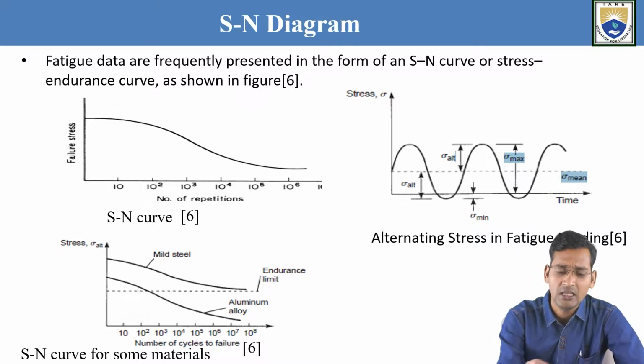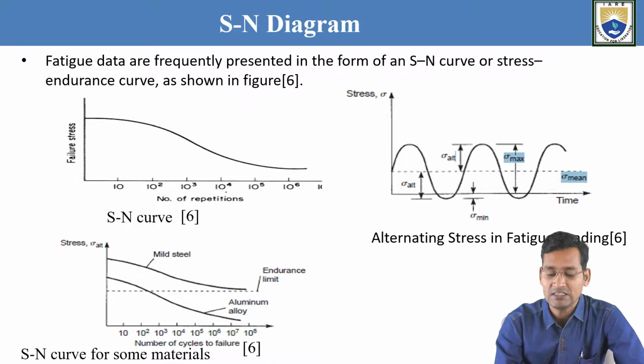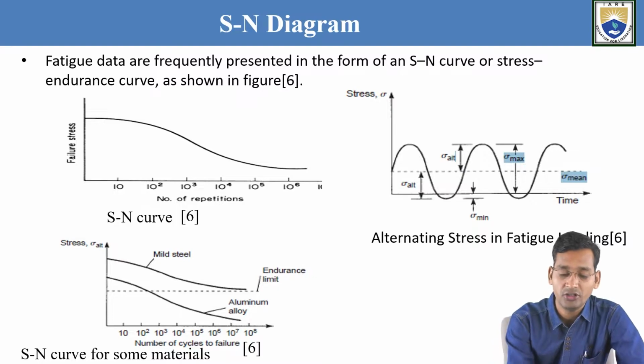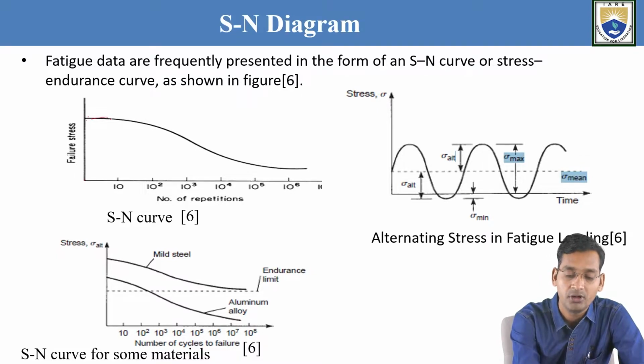Once we see this curve, this curve is for failure stress, and along the x-axis is the number of repetitions. So just see at the starting, when there is no repetition, or you can say at zero load or zero number of repetitions, this is there. Once the number of repetitions starts, just see, this starts decreasing, decreasing. So just see at 100 cycles, this is 100 cycles.